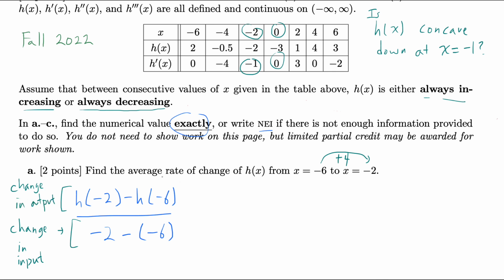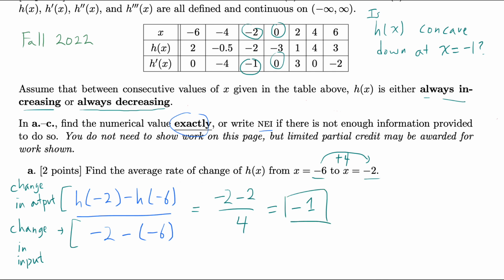So when I look at how much the output changed from -6 to -2, and I divide by the change in the input, which is 4, that's going to give us the average rate of change. And what is this? h of -2 is -2, h of -6 is 2, so we just get -2 minus 2 divided by 4, which exactly gets us -1.